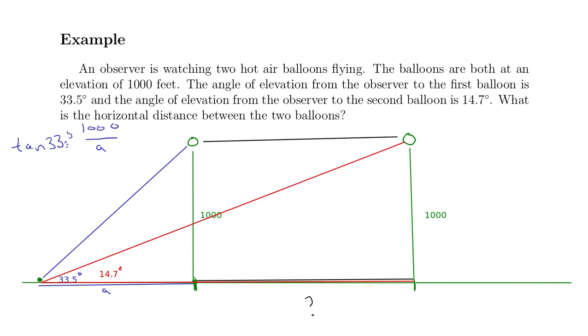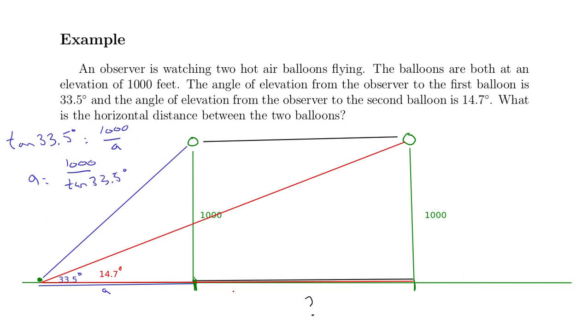Let me just rewrite the whole thing. I'm sorry about that. So we'll say tangent 33.5 degrees is 1,000 over a. So a is 1,000 over tangent 33.5 degrees. I'm going to leave that for now. We'll figure out what that is in a bit.